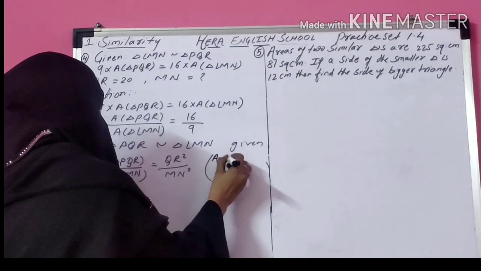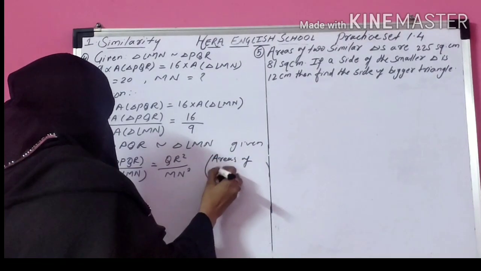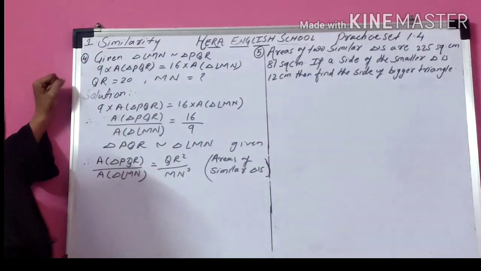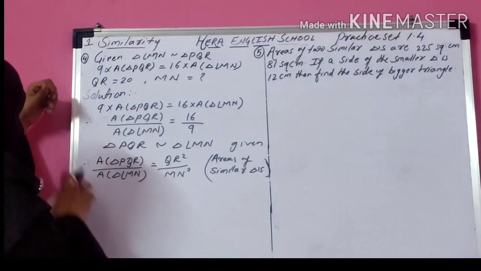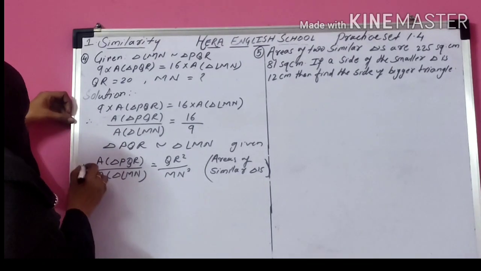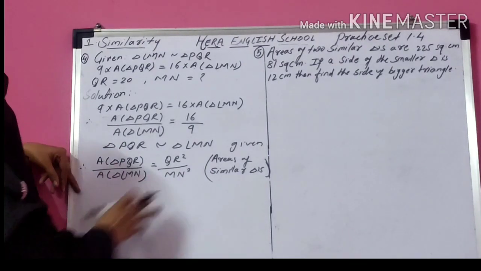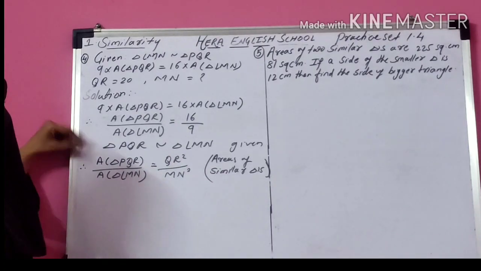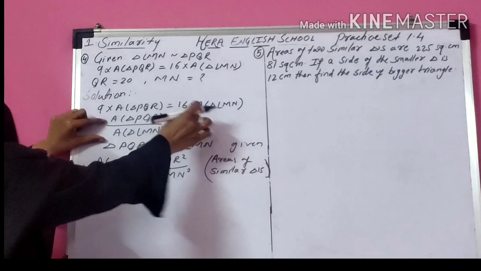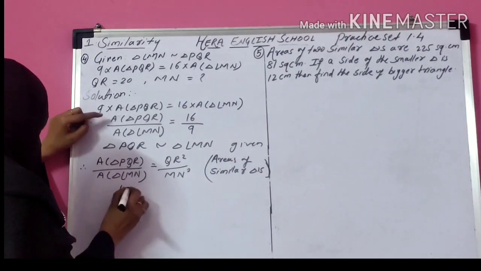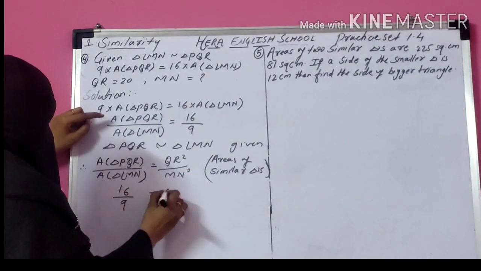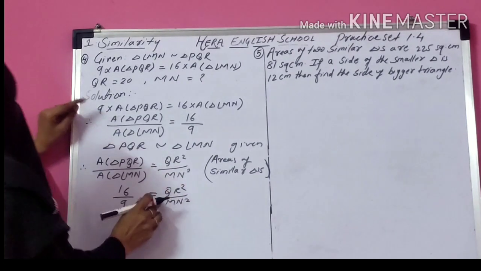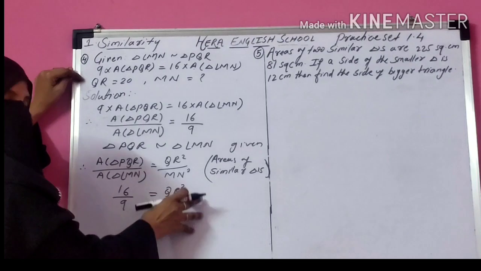Areas of similar triangles. Got it? Now, the ratio of areas of two similar triangles is proportional to the square of the corresponding side. Now substitute the value. We are having the ratio of area 16 upon 9. So 16 upon 9 is equal to QR square upon MN square. You are having the QR value, but don't substitute it just now.